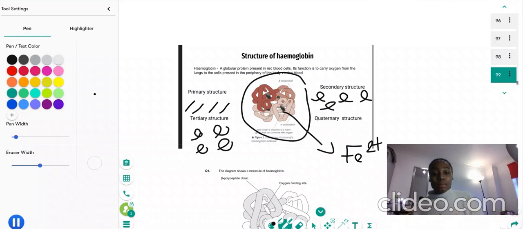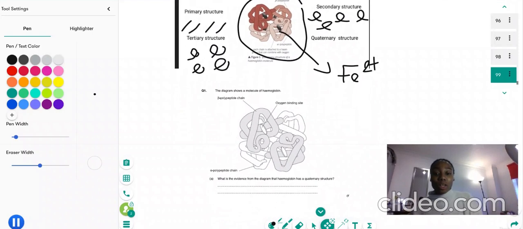And if you were to scroll down, you'll see an example question of what you might be asked in an exam surrounding the structure of hemoglobin. So we're given here a picture of hemoglobin. We see the 4 polypeptide chains, we see the heme groups and oxygen binding site. We are then asked, what's the evidence from the diagram that hemoglobin has a quaternary structure?